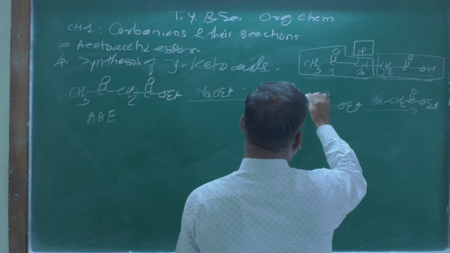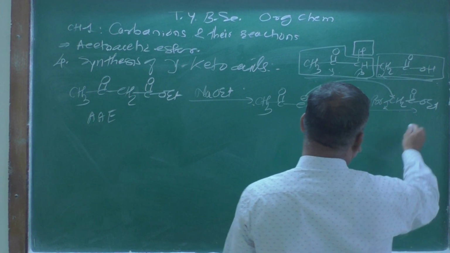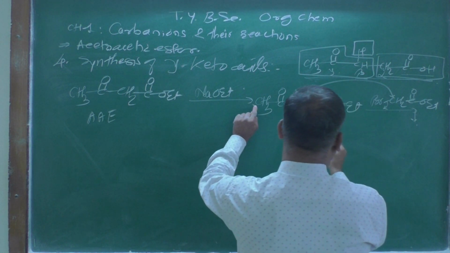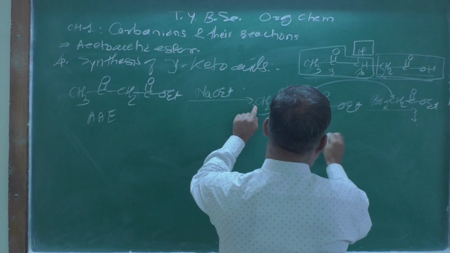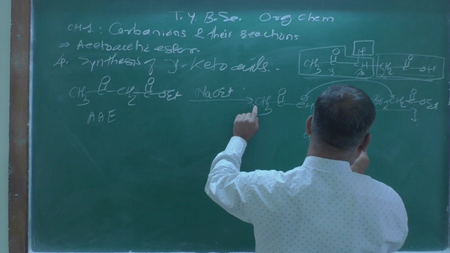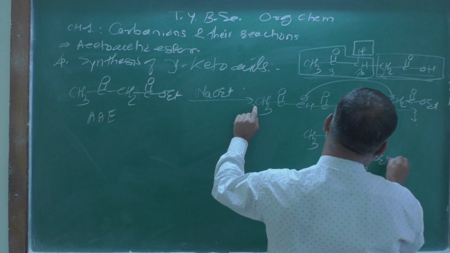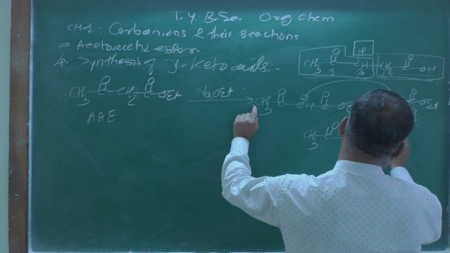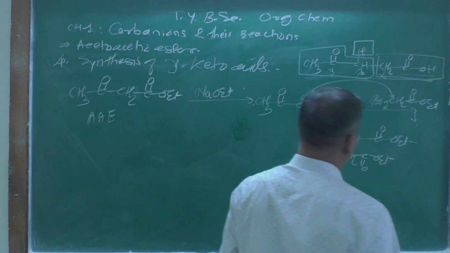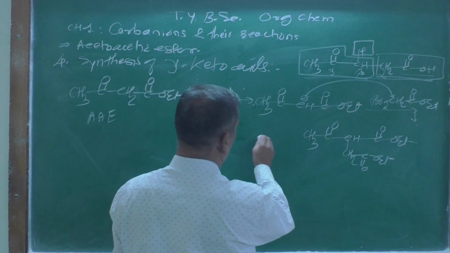Now this negative charge is going to attack on that CH2. Br is a departure over here, and you are going to get this one, CH3 C double bond O, then CH, I am writing this CH2, then C double bond O, OEt, and another one C double bond O and OEt. That's it. Understood this part? Now what will be the next step?